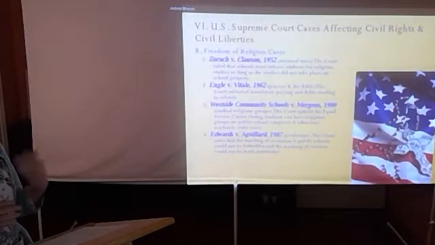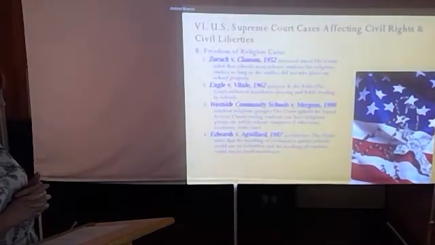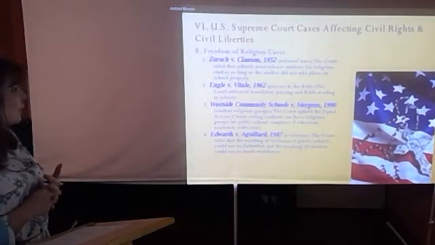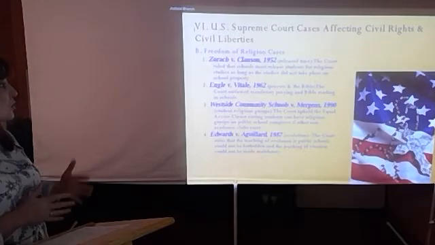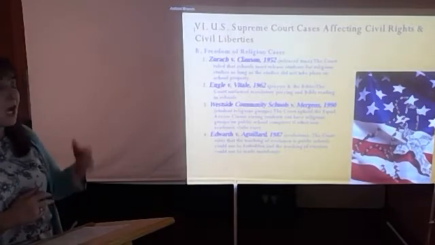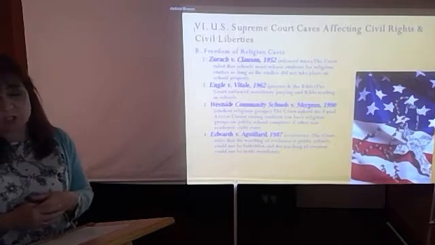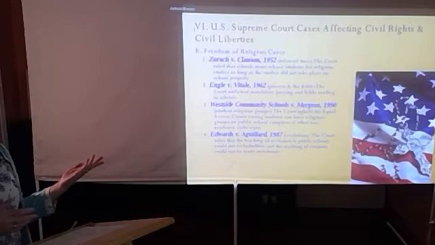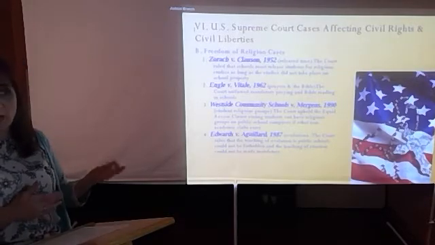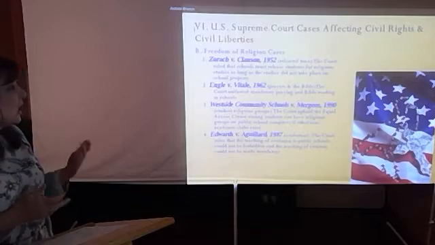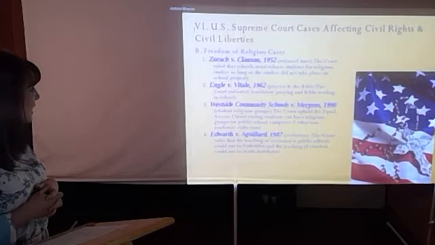Some cases that deal with some of this: Zorach versus Clauson in 1952. This ruled that schools must release students for religious studies as long as the studies do not take place on school property. This would relate to students who maybe are Jewish and they need to go to Hebrew school or have some sort of religious ceremony. There could be other examples, but that's the one that comes to mind right now.